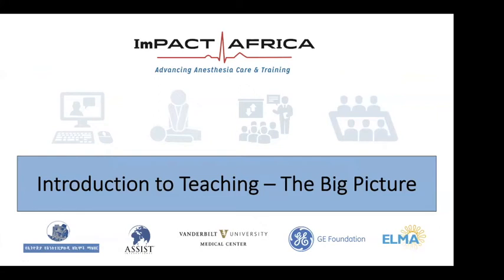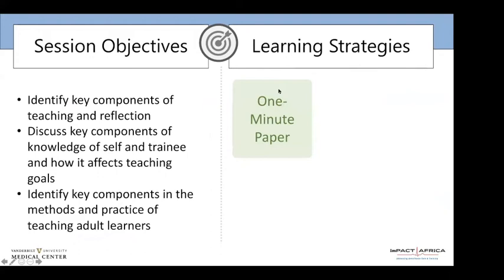So, introduction to teaching the big picture. My objectives for the session are to help us identify key components of teaching and reflection. We'll discuss key components of knowledge of self and training and how that affects teaching goals. And then hopefully we'll identify some key components in the methods and practice of teaching adult learners.